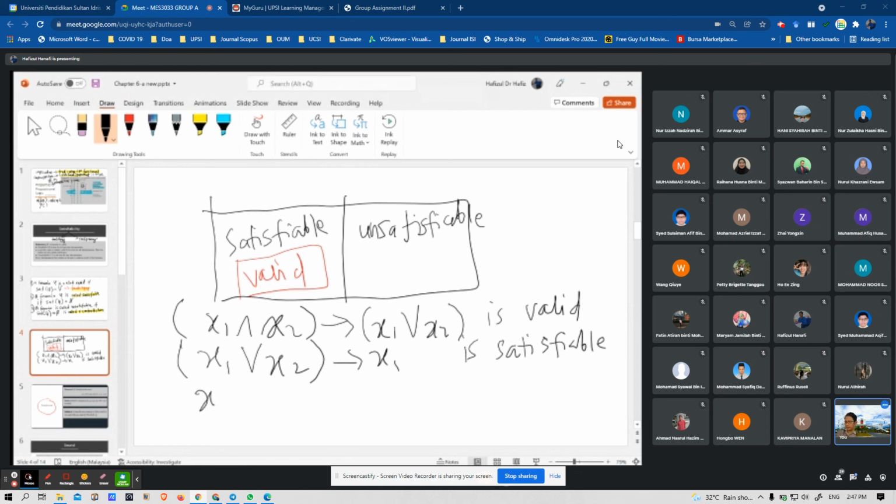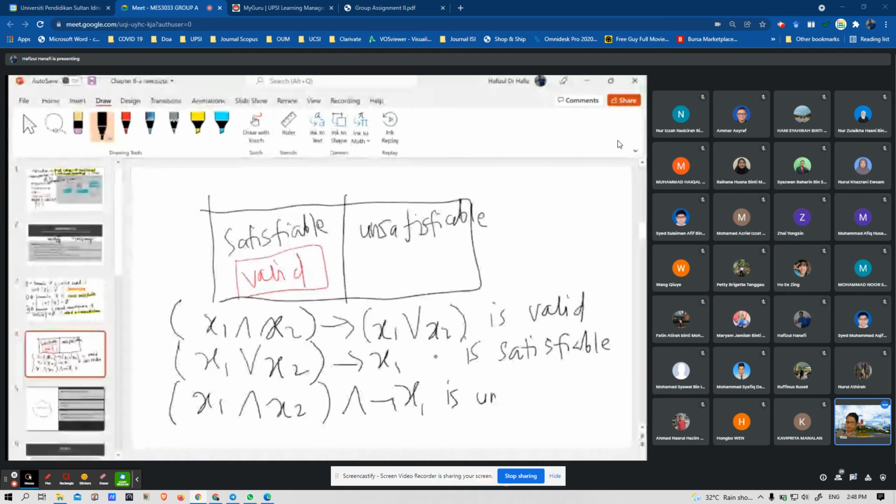And then x1 and x2, and then we and negate x1, is unsatisfiable. Because we contradict the statement, and then the contradiction is unsatisfiable.